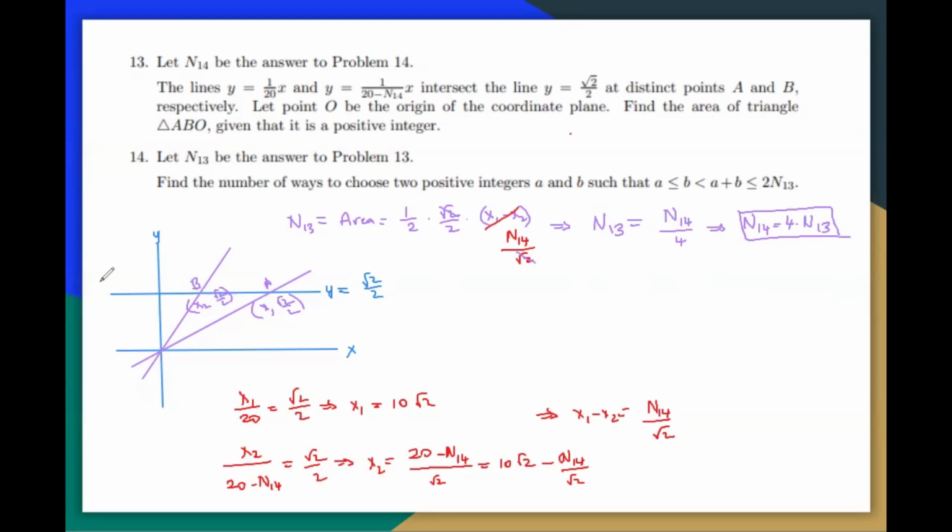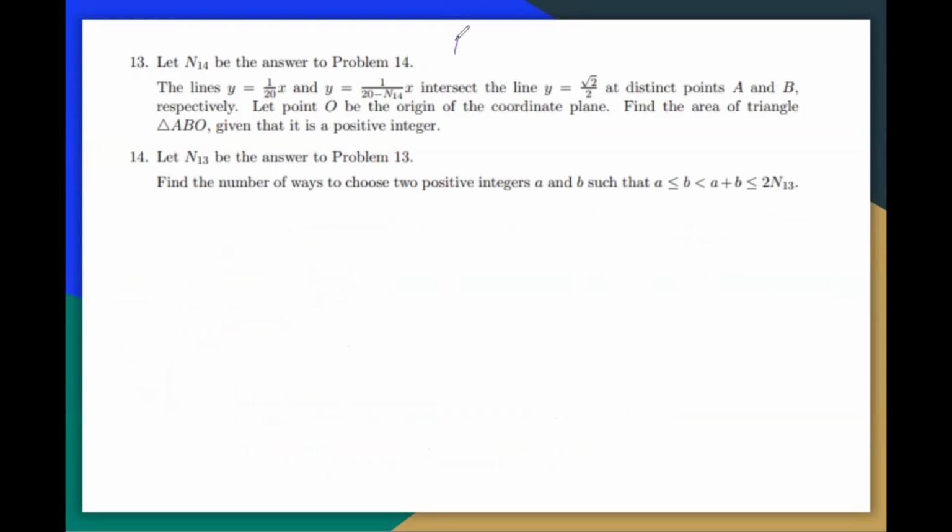So if 14 is 4 times the 13, n of 14 is going to be 4 times n of 13. Okay, so that is good. Now we have the second part, which is interestingly challenging looking because we have no numbers for A, B, and n of 13. So whenever you have this kind of situation, it's good to try finding the boundaries or extremes, right?